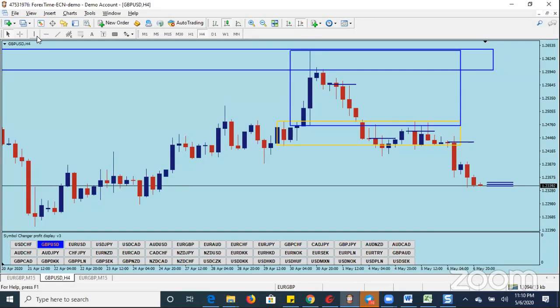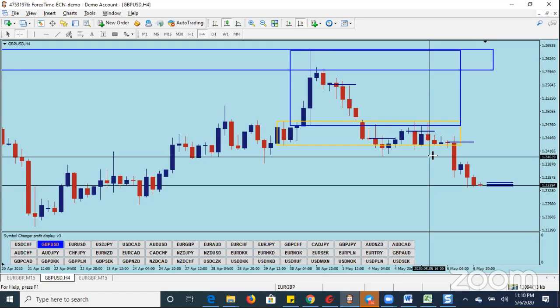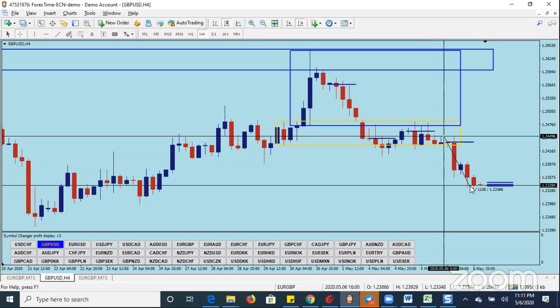Now that was the sweet. How many pips move? Say you cut it halfway. That would have been 100 pips. Not too bad. Not too bad. If you go down to your 15 minutes, let's go back to the 1 hour and frame up our entry here.